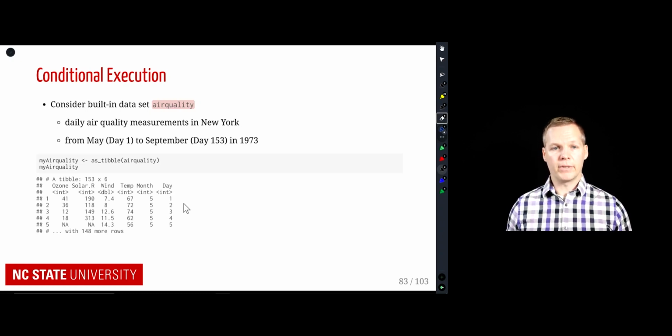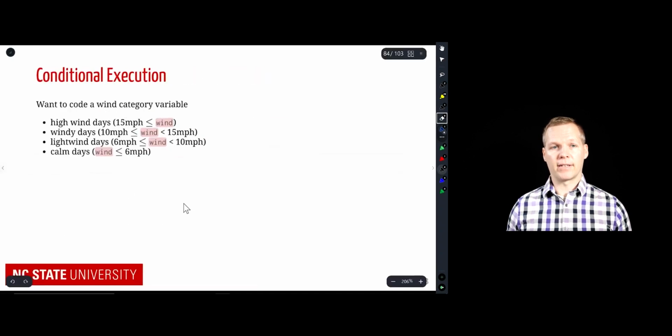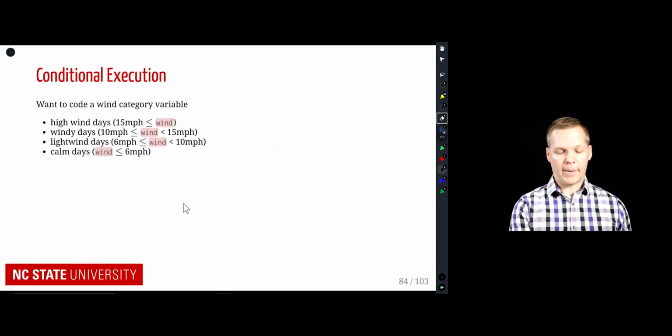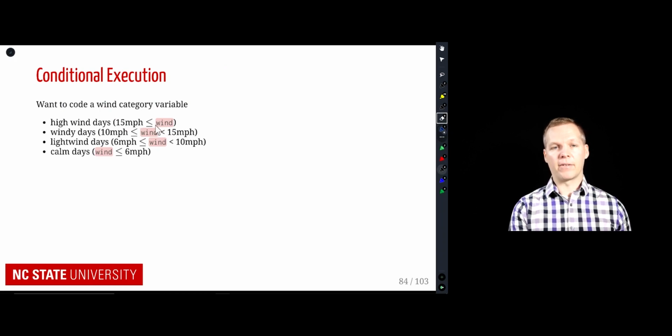And so what we might want to do is say, take a look at this wind variable. This wind variable takes on a number of different values. Maybe I want to categorize that thing. So I want to create a wind category variable. I happen to know or happen to want to make any windy day that had a wind of 15 miles per hour or greater a high wind day. Any that were between 10 and 15, a windy day, 6 and 10, a light wind, and less than 6, a calm day.